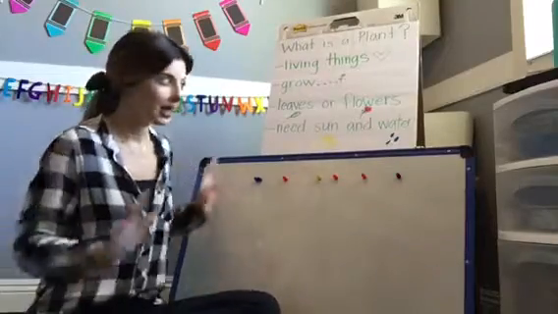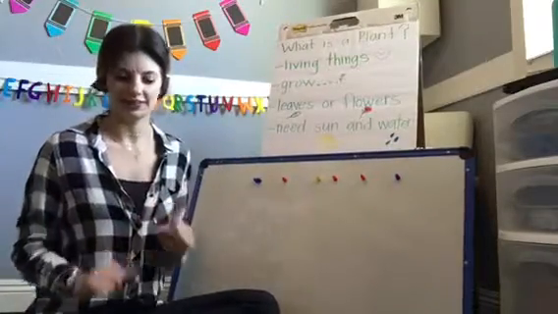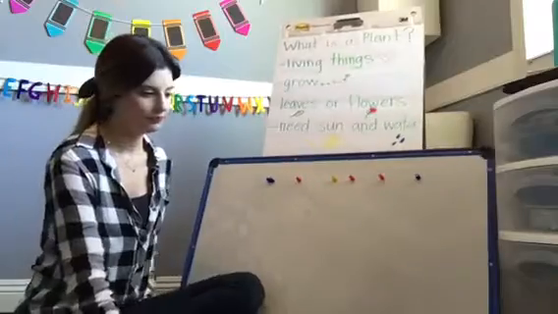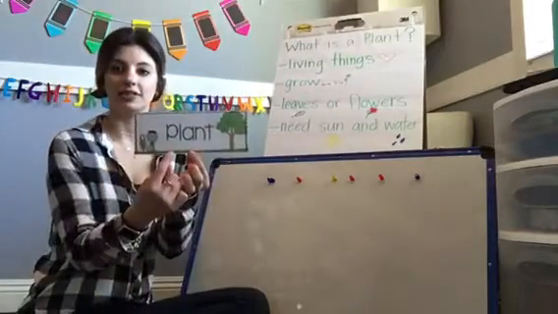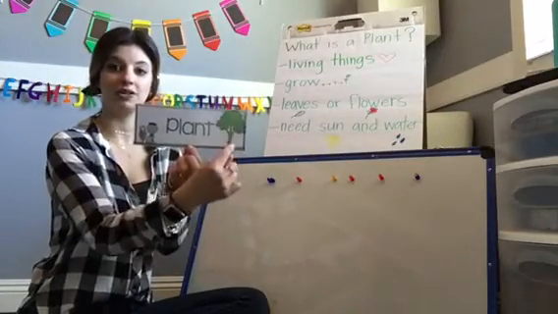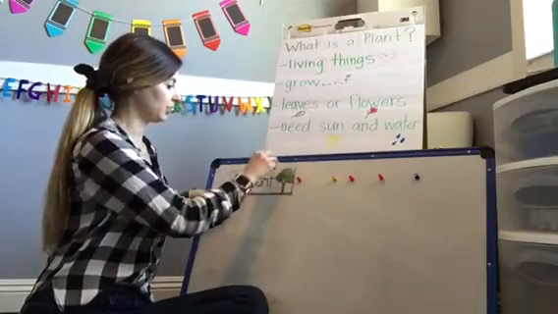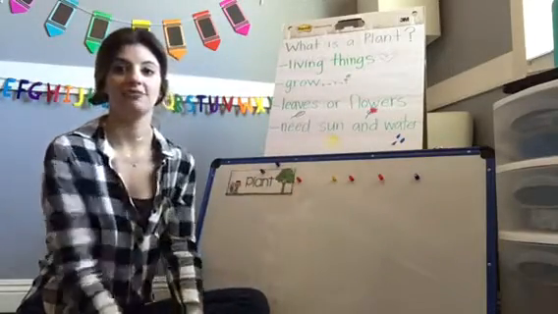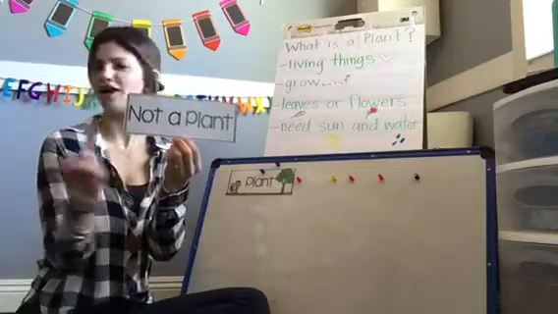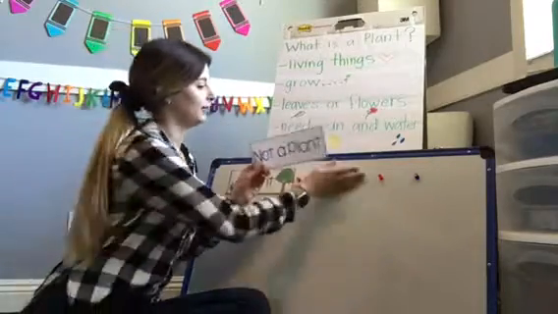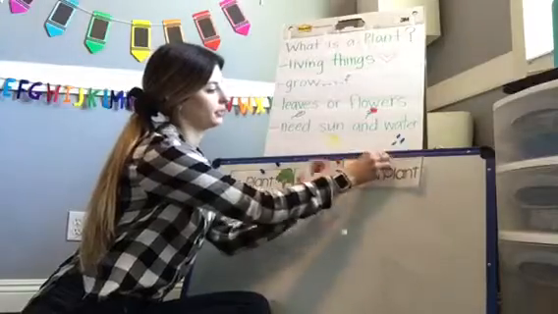Let's do a little sort and see how well we know what a plant is, okay? So, I have right here, this says plant, and it's got a picture of a tree. So we're gonna have our plant right here, and then I have not a plant, and that's gonna go on this side, right over here.